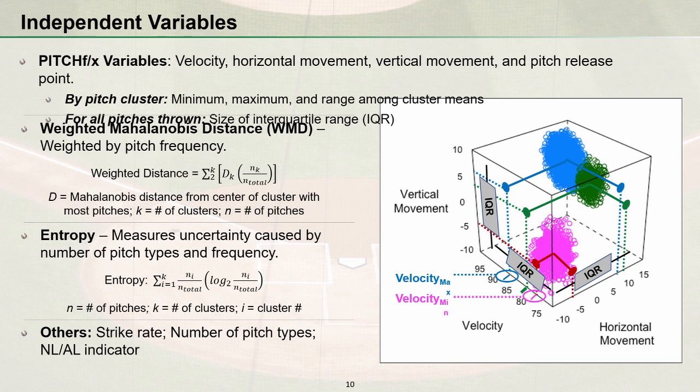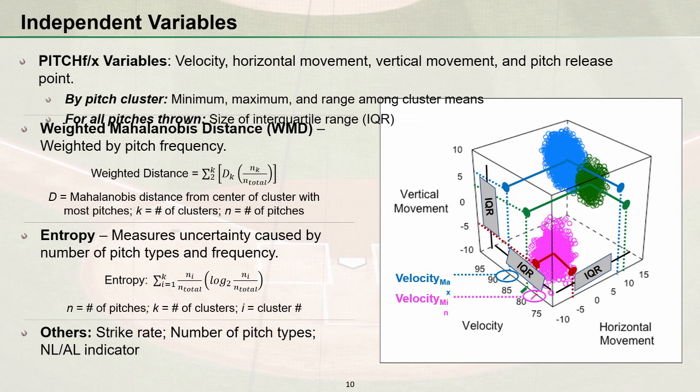And finally, several other variables were included, such as a pitcher's strike rate, the number of pitch types, and an indicator variable identifying National League versus American League pitchers, because National League pitchers have the benefit of facing opposing pitchers in the lineup more frequently, and so that can improve their strikeout rates.